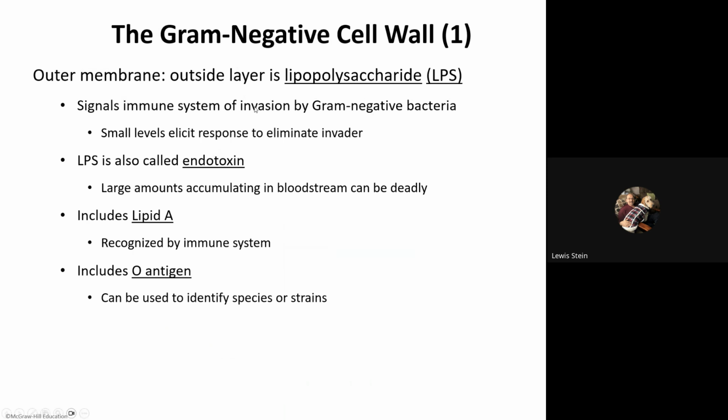So the so-called LPS, or lipopolysaccharide layer, the outer layer of the outer leaflet, is basically so foreign that it triggers your immune system. It doesn't need a lot.